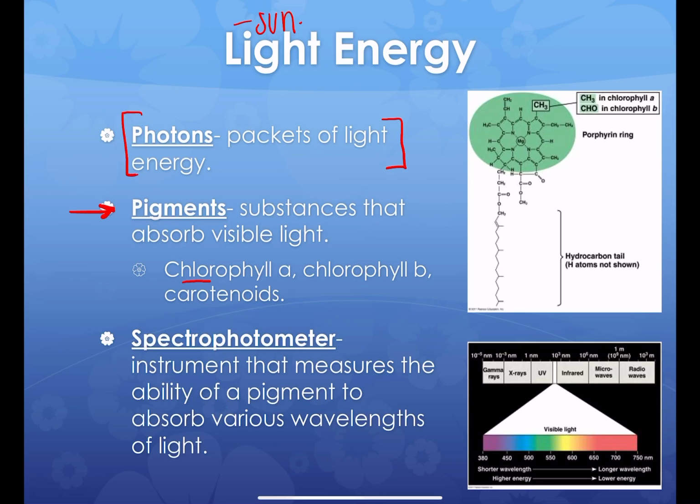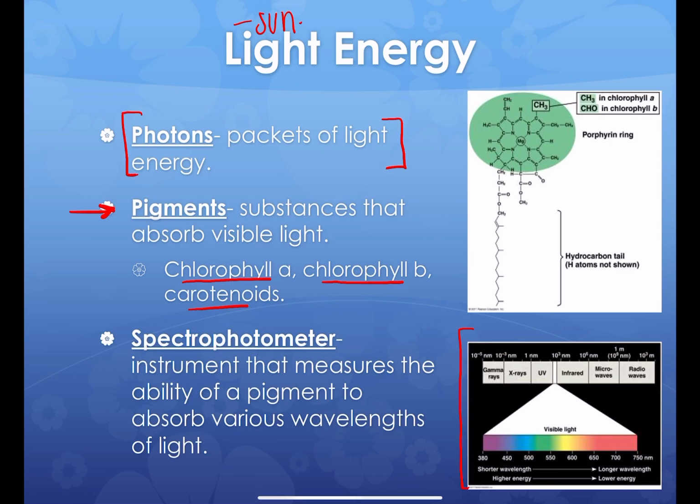Now, there's a couple different types of chlorophyll. We've got chlorophyll A, chlorophyll B, and then another pigment called carotenoids. Now, there's several other accessory pigments, but these are the major three primary pigments. And they absorb at different wavelengths.